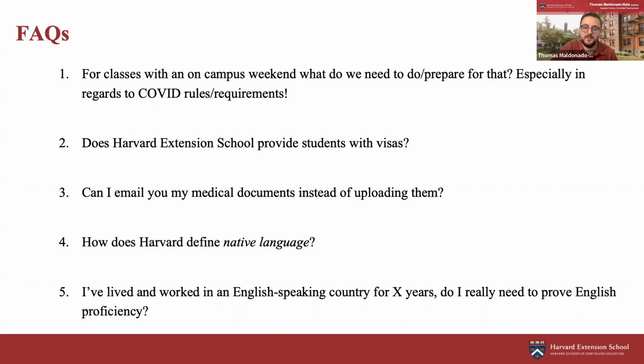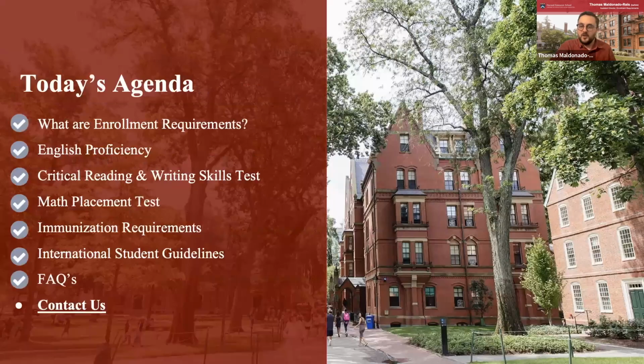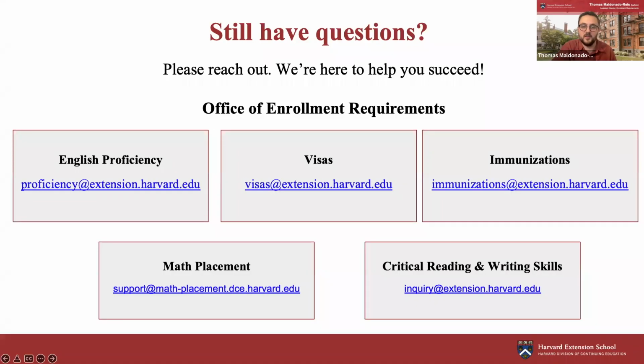While I monitor that, I do want to move forward and give you the email addresses to contact us at. Each of these email addresses is broken down by content area. Whether you have questions about English proficiency, you can email the proficiency address here. Visas, immunizations, as you can see. The math placement email address is primarily for technical difficulties with accessing the test, or if something fails on you while you're taking it. So that's primarily a technical support email address. And finally, if you have any questions about the cruise test, inquiry at extension.harvard.edu is also a good one.